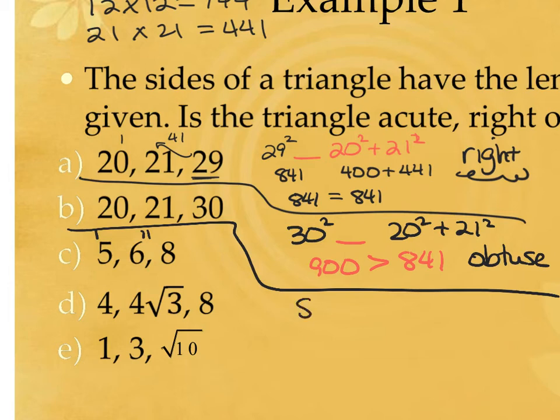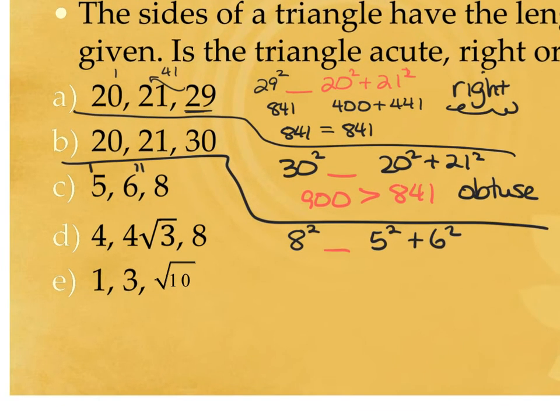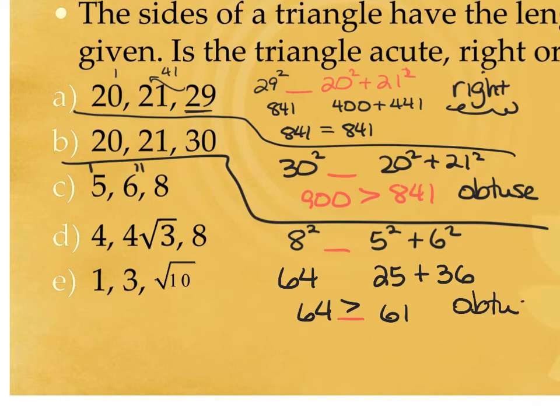So take the biggest one, square it, and then take the two smaller ones, 5 squared plus 6 squared. I'm going to square 8, square 5, square 6. I'm going to add them, and I get 61. 64, is it greater than, less than, or equal to 61? Greater than. So again, same type of triangle, it's obtuse.